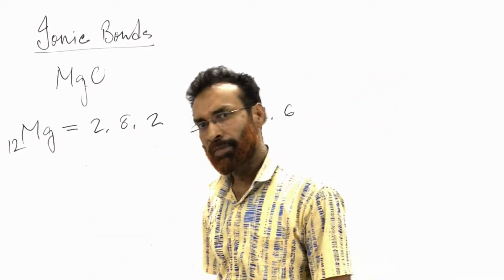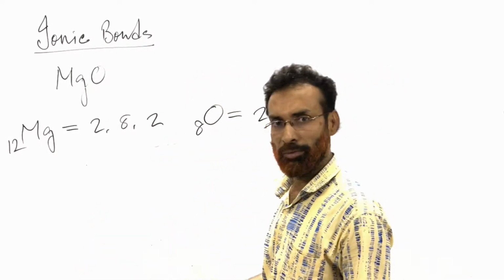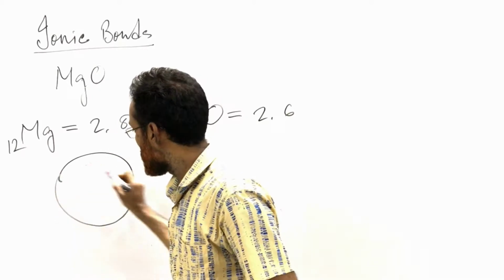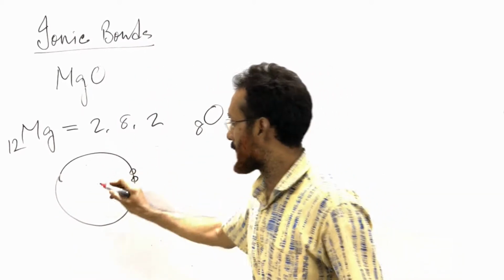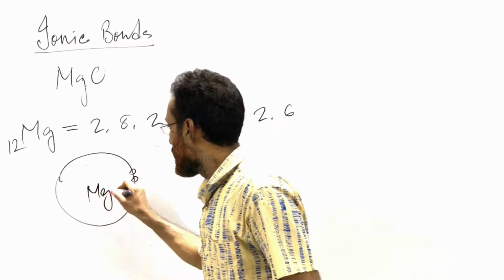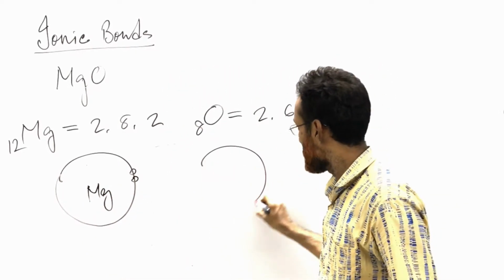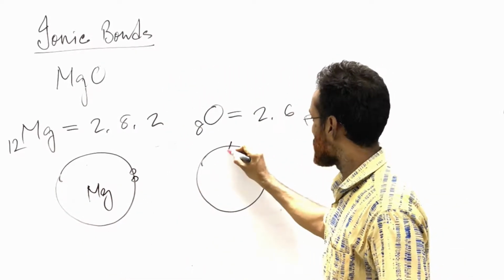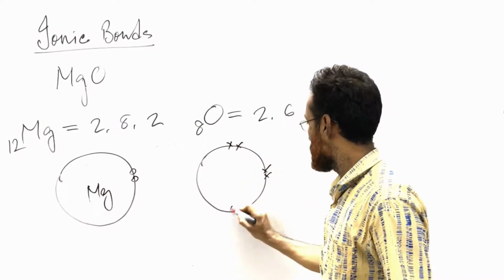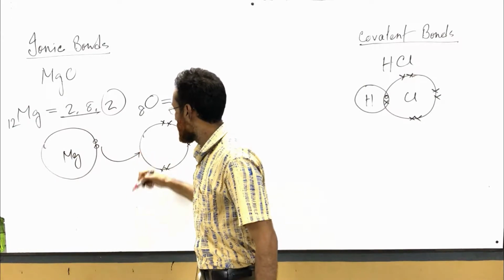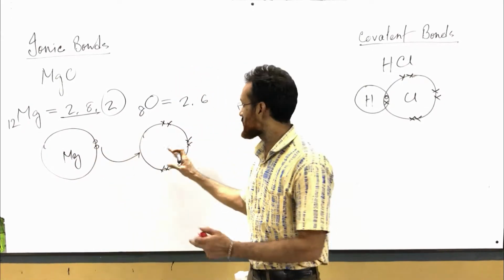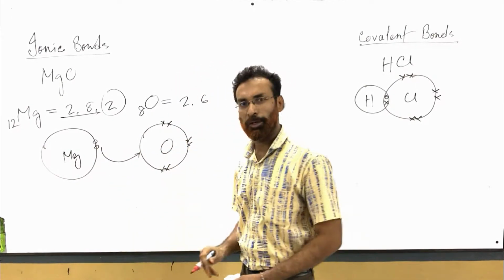So here I am going to draw first the atoms. Only I draw the outer shell electrons. Here I am giving 2 electrons as outermost electrons of magnesium. Here is magnesium, and then oxide. Oxide having 6 electrons. I am giving 6 as cross. So I am going to show you how they transfer electrons. These 2 electrons being transferred to this oxygen atom.